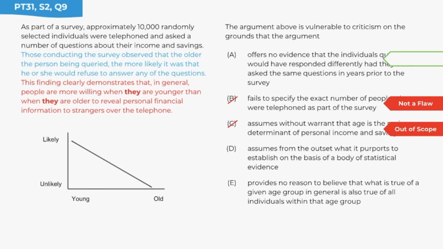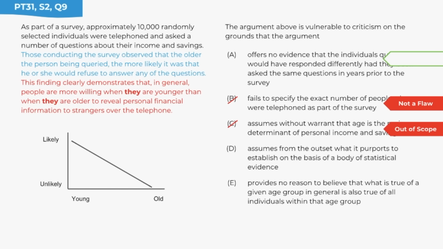Answer choice C says, it assumes without warrant that age is the main determinant of personal income and savings levels. Well, this isn't really about your personal savings and income levels, but more about your willingness to share that information with others. So what's the cause of their personal income and savings isn't really relevant to this argument here. This is actually out of scope.